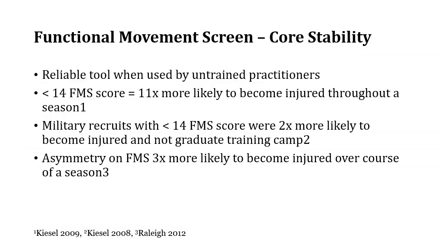It's shown to be a reliable tool even when used by untrained practitioners. A total FMS score of less than 14 means an athlete is 11 times more likely to become injured throughout a particular sports season. Military recruits with less than a 14 FMS score are 2 times more likely to become injured and not graduate from training camp. And asymmetries in the FMS scores are 3 times more likely to be injured over the course of a season.